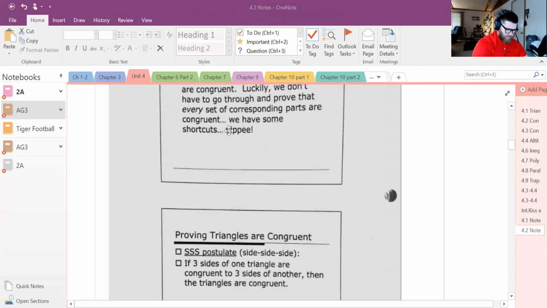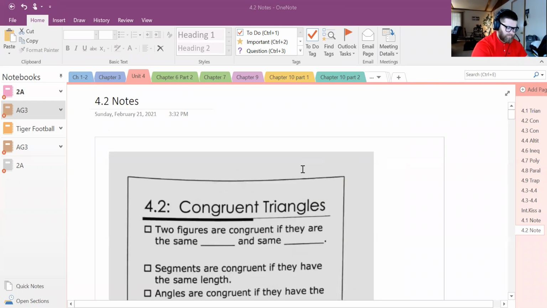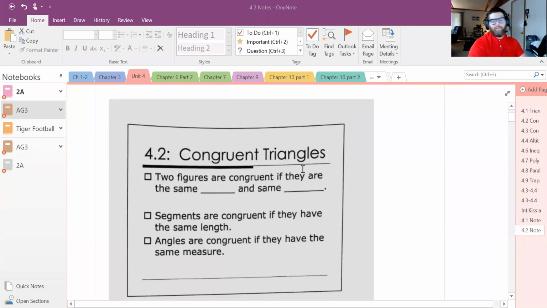So here we go. Share screen. And 4.2 notes are up. Yeah, they are. Cool. Okay, congruent triangles. I'm going to teach you a long way. Well, I'm not really going to teach you. I'm going to show you what congruent triangles actually mean. Like, what does it mean for 2 triangles to be congruent? If I can find my pen. There we go. Found it.